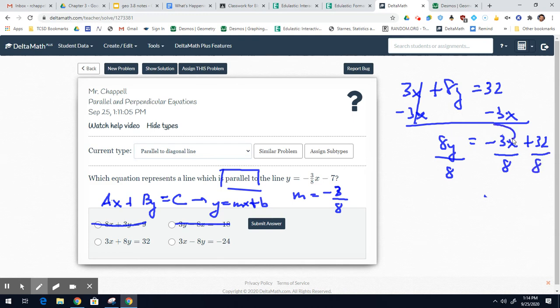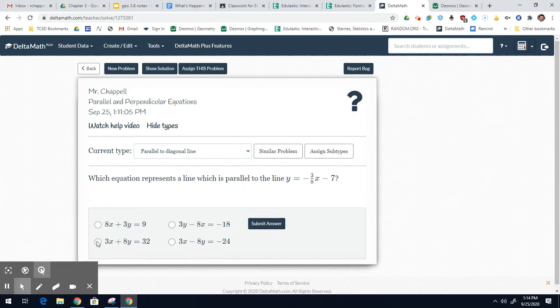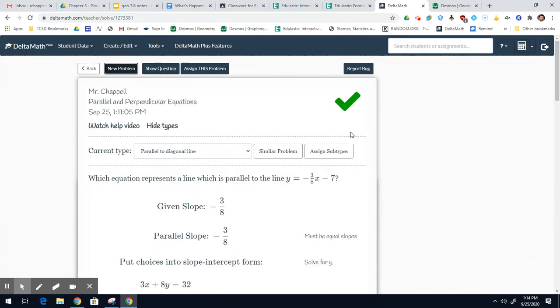And all they care about is this. And our slope is going to be negative 3/8 with the x behind it. And that is exactly what I want. That's the same slope. They're parallel. This is my answer choice. That one right there. So it requires you taking problems out of standard form and writing them in slope-intercept form. Yes. So that's kind of a lengthy problem.